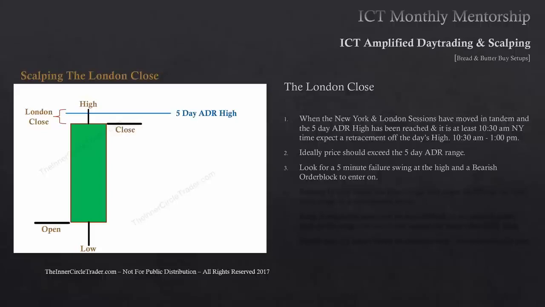And it has to occur between 10:30 a.m. and 1 p.m. You're going to risk 10 pips above the day's high, and you're going to target 20 to 30% of the total daily range in a retracement lower. And I'll show you what that looks like with a fib.